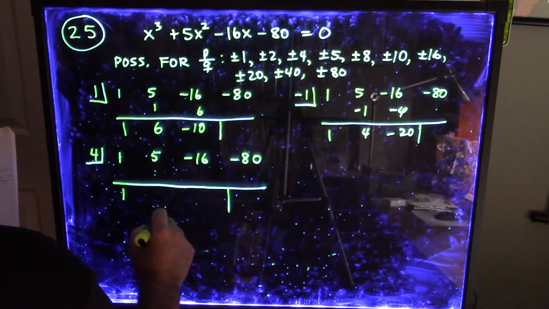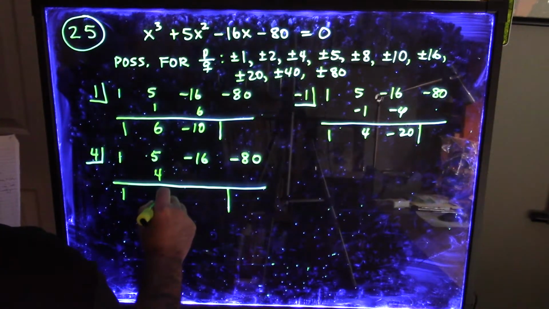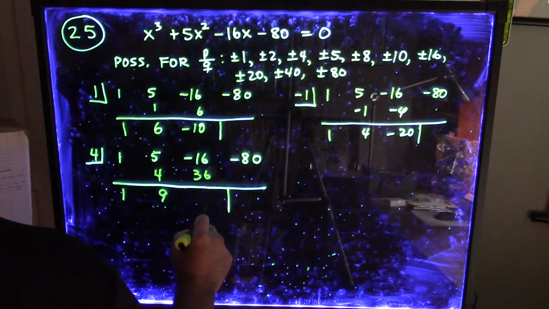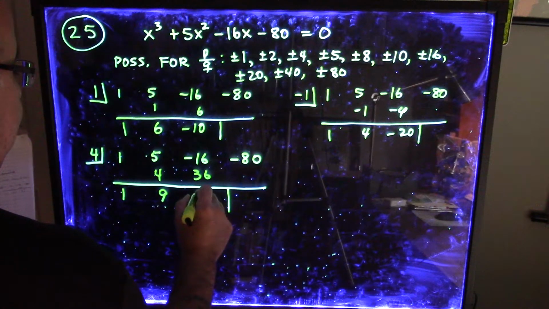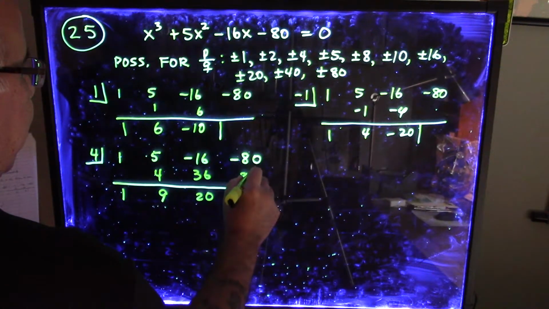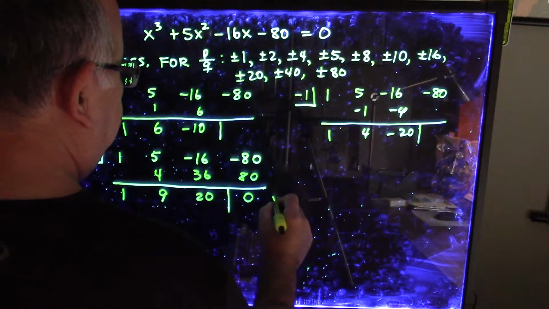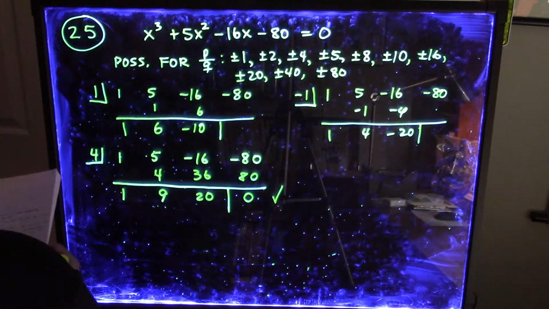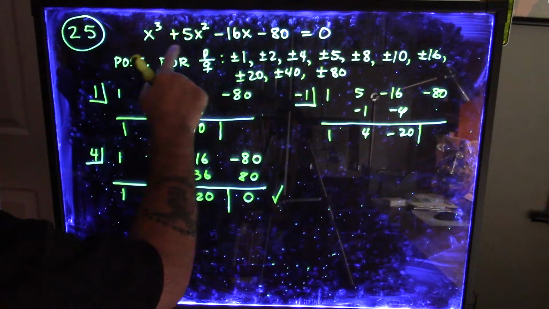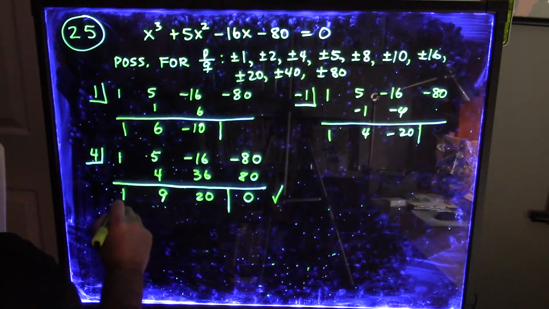Alright, so let's see, we've got 4, 9, 36, and 20, and +80. There's our zero remainder. That's what we want. Check. Alright. So using what we see here, I can write this polynomial in factored form, at least a partially factored form.